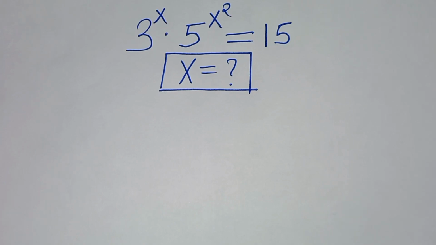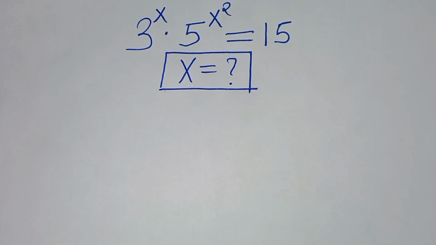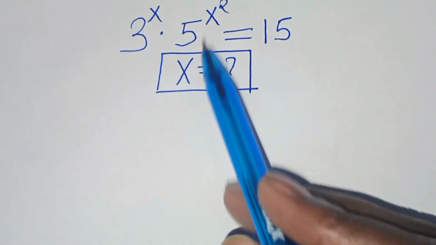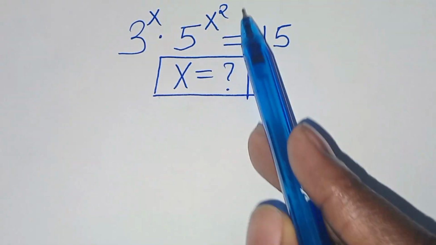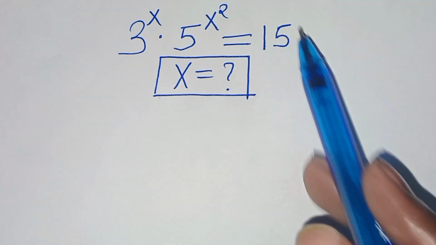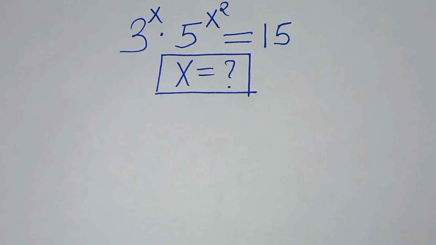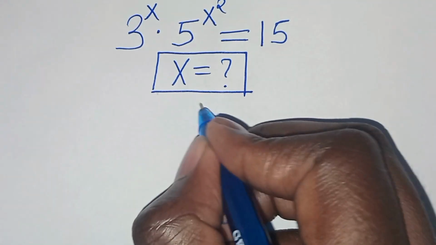Hello everyone, you're welcome to solve this nice algebra problem: 3 to the power of x times 5 to the power of x squared is equal to 15. What is the value of x? Let's present the solution from here.